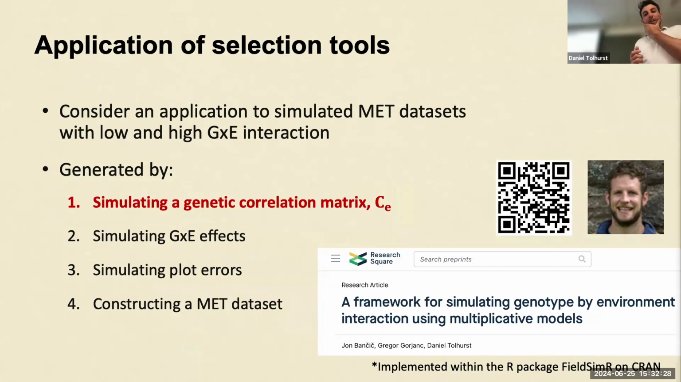With colleagues in the Hickey lab, we developed a framework to actually simulate G by E, and we put that within our R package FieldSimR, which is available on CRAN. But the idea here is that we're able to simulate it for a large number of environments and a large number of genotypes. That's pretty realistic. I mean, at the end of the day it's a statistical model, but it kind of matches what we see in real data. And we're able to actually construct data sets from that simulated G by E.